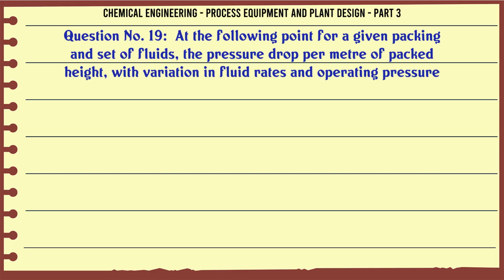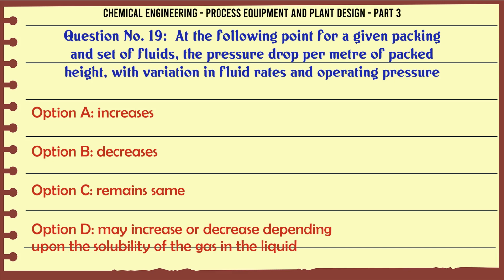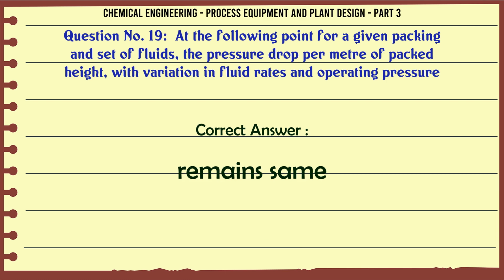At the following point for a given packing and set of fluids, the pressure drop per meter of packed height with variation in fluid rates and operating pressure. A. increases. B. decreases. C. remains same. D. may increase or decrease depending upon the solubility of the gas in the liquid. The correct answer is remains same.